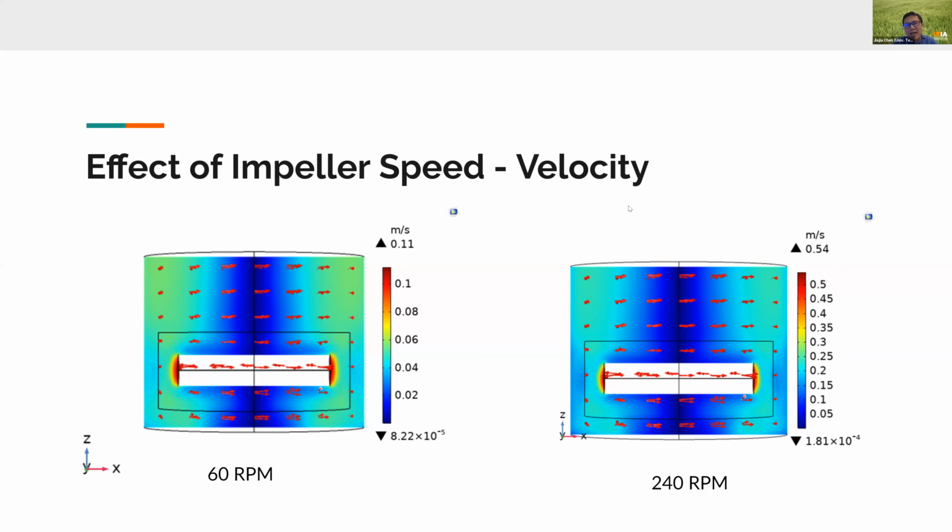For the next step, Jaro will explain how the ABM model will use the CFD model results in the biological process modeling.